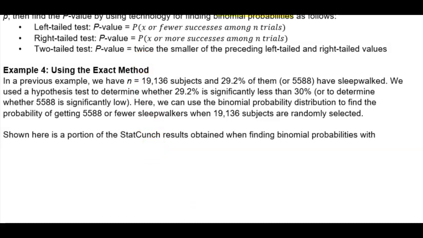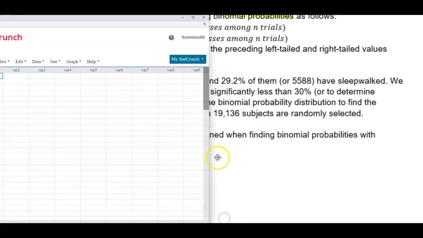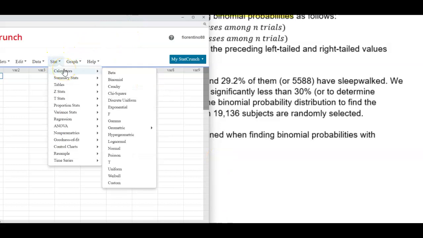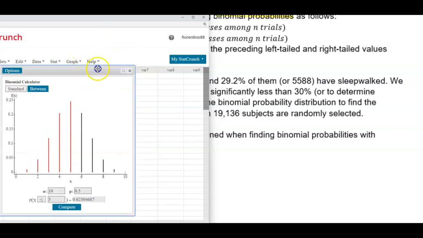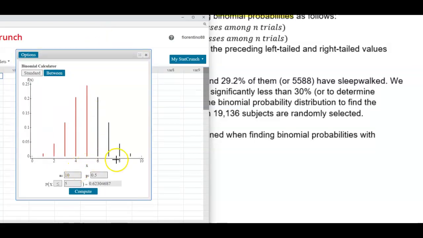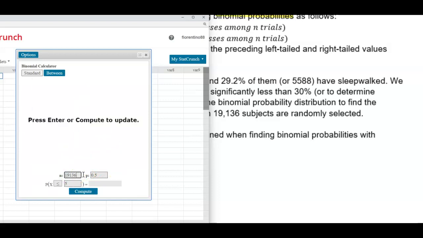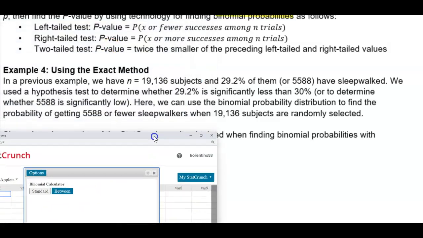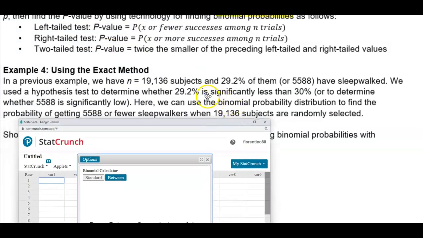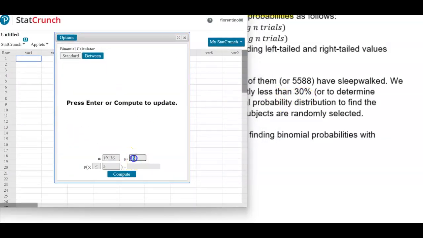So let's take a look at StatCrunch. I'm going to open up Stat, go to Calculators, and then go to the binomial distribution. Here we know that the sample size n is 19,136. And the value of p, the probability, was less than 30%, so we would put in 0.30.